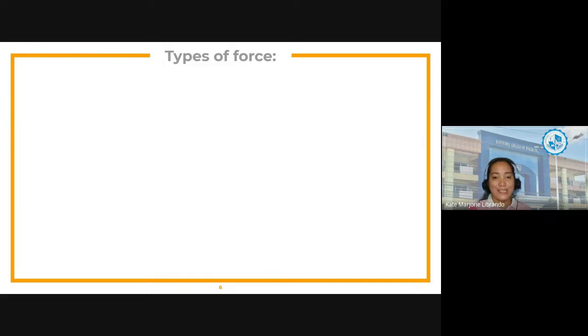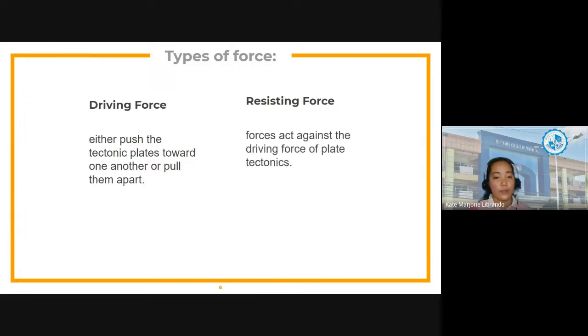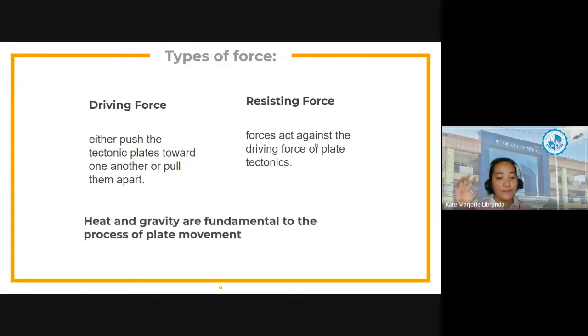We are going to discuss the two types of forces. Those are the driving force, which means either pushing the tectonic plates toward one another or pulling them apart. The second one is the resisting force, also known as forces that act against the driving force of plate tectonics. And heat and gravity are fundamental to the process of plate movements. As we go through our discussion today, we will learn why heat and gravity are fundamental to the process of plate movement, and we will learn more about this driving force and resisting force.